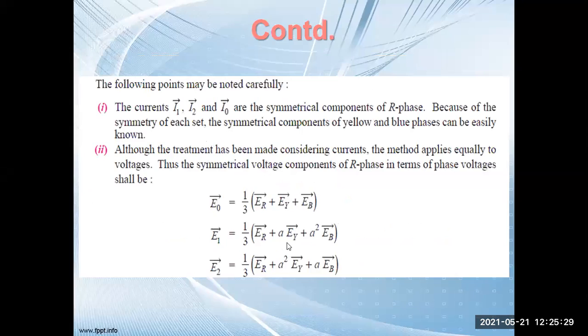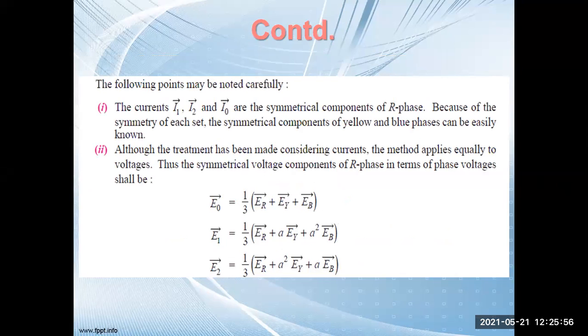So what we have done actually. The following points may be noted carefully. First is that currents I1, I2, and I0 are the symmetrical components of R phase. Because of the symmetry of each set, the symmetrical components of yellow and blue phases can be easily found. Similarly, whatever derivation we have done for the R phase, we can extend for the Y and B phase also.